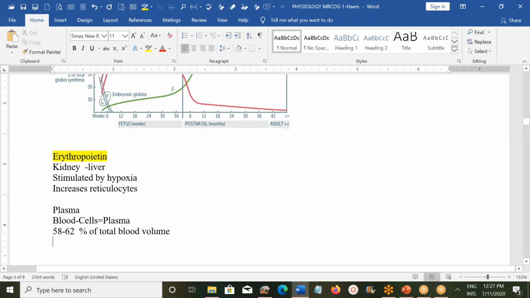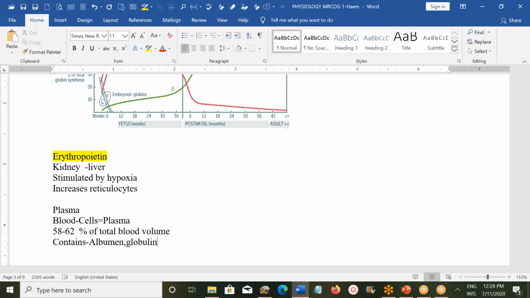It contains proteins. Can you tell me which proteins are contained here? Albumin and globulin, and what else? I just told you, in plasma, what do we get? Clotting factors. So it will contain fibrinogen also. These are simple questions, and they are going to test you on them.